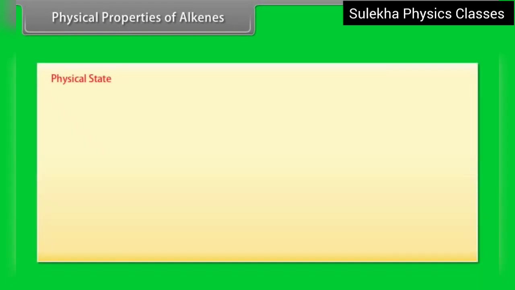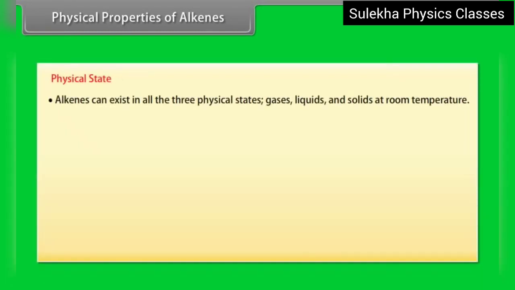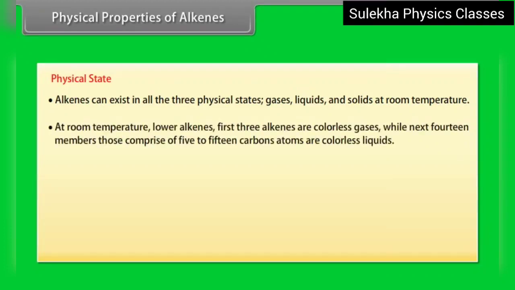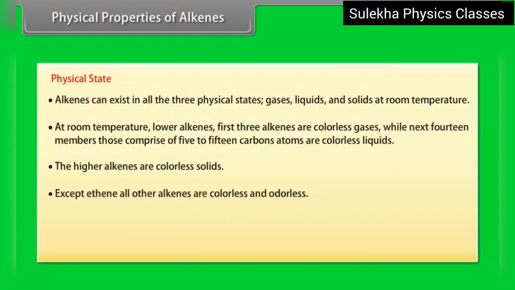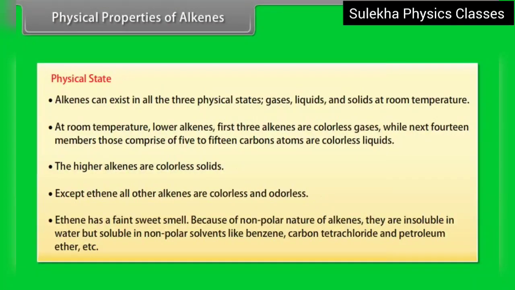Physical properties of alkenes. Physical state. Alkenes can exist in all the 3 physical states, gases, liquids and solids at room temperature. At room temperature, lower alkenes, the first 3 alkenes, are colorless gases, while the next 14 members, those comprised of 5 to 15 carbon atoms, are colorless liquids. The higher alkenes are colorless solids. Except ethene, all other alkenes are colorless and odorless. Ethene has a faint sweet smell.